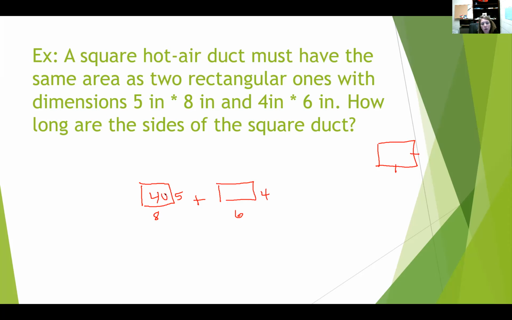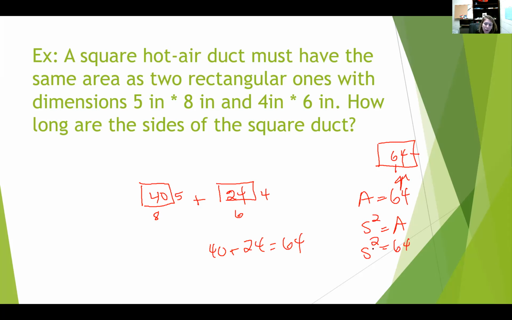Well, this would be 40, right? And this would be 24. It's a similar question to our other one. So 40 plus 24 gives you 64. And so this is the area of that square, okay? So this is 64. Well, remember, how do you find the area of a square? Well, that's S squared equals the area, right? If I know that's 64, then this is going to be S squared.